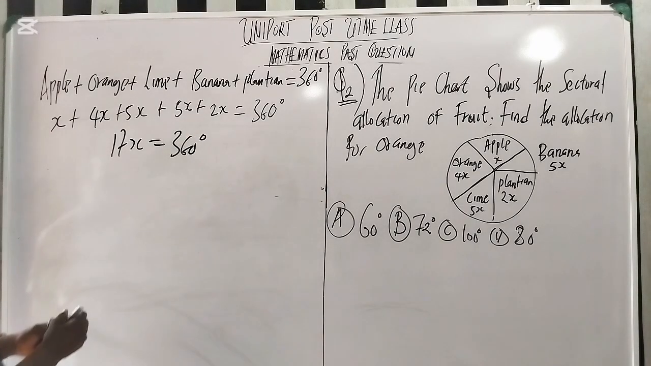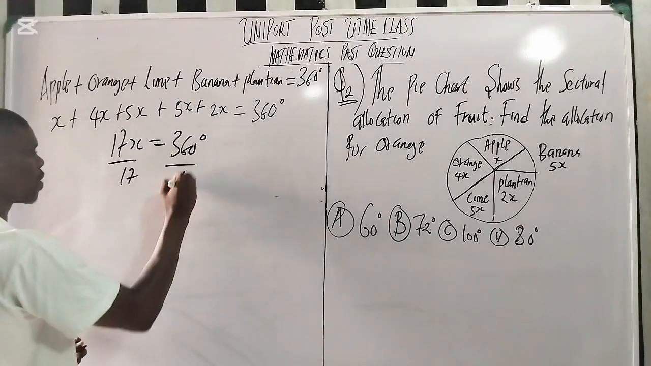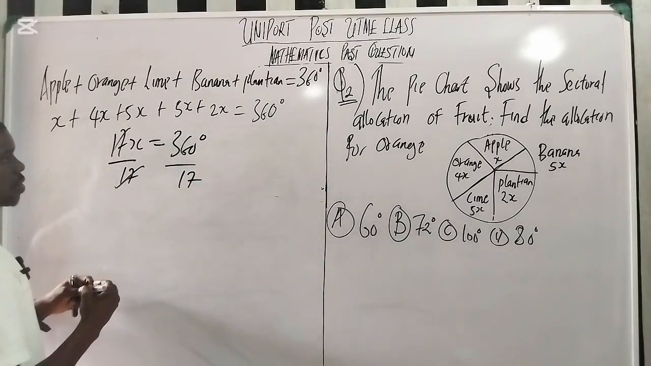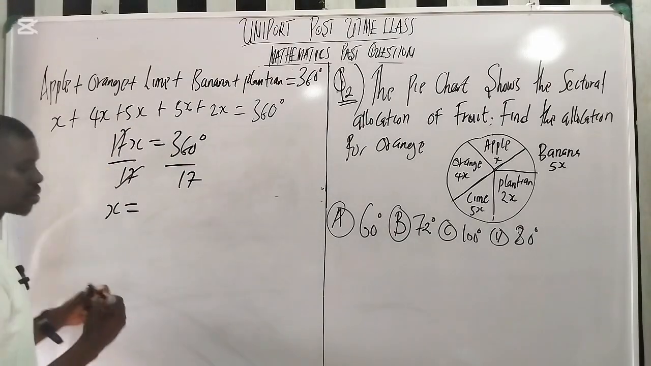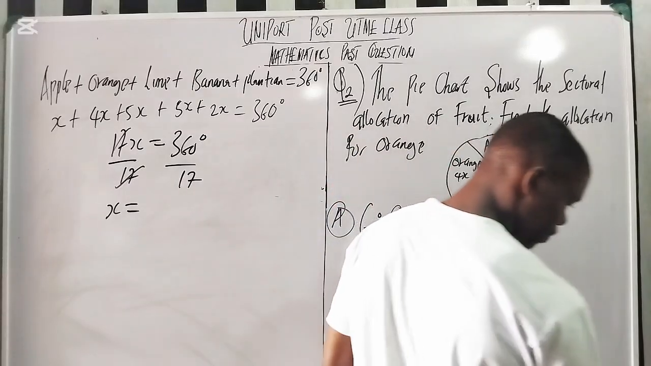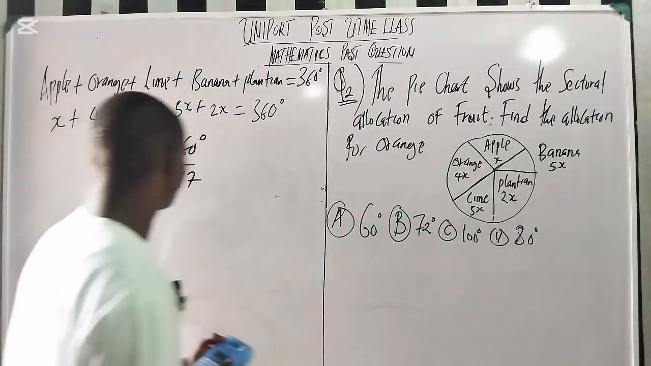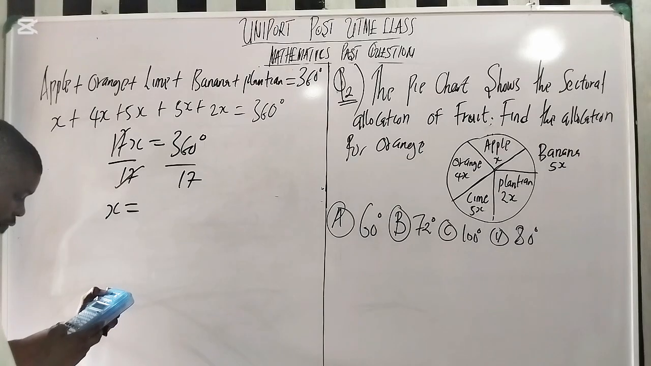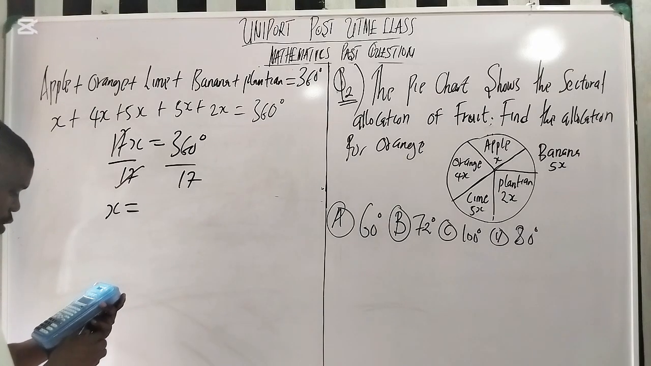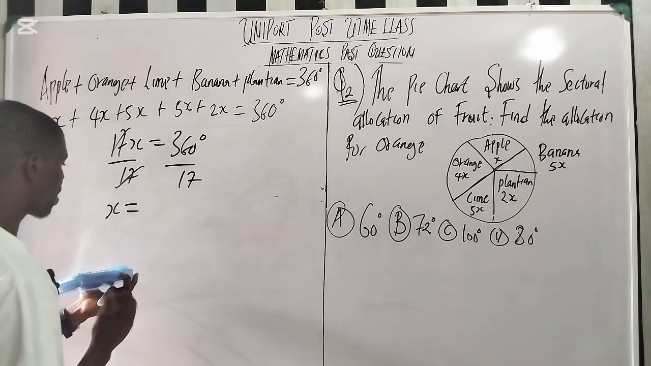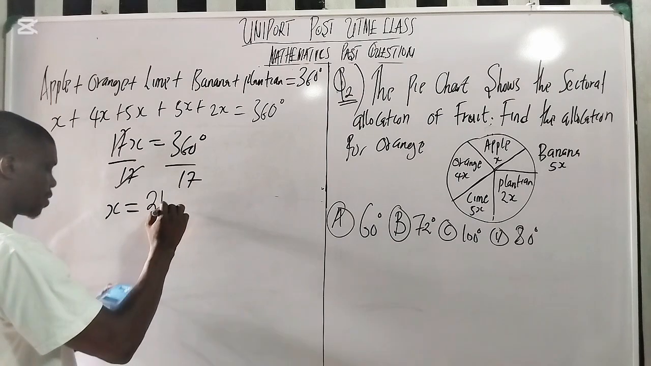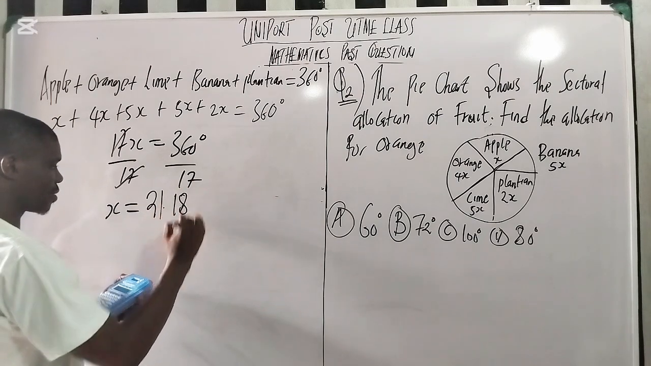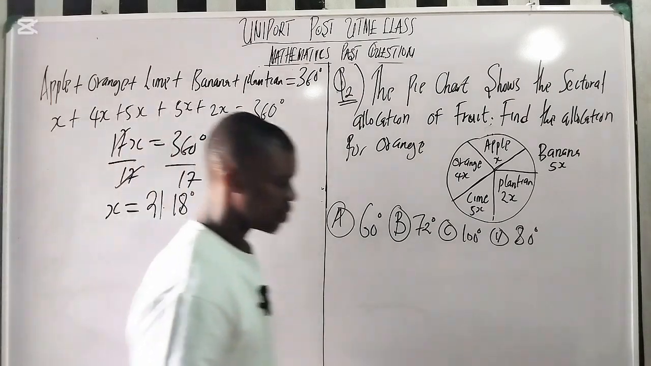Divide both sides by 17, right? So my x equals 360 divided by 17. You have 21.18 degrees.